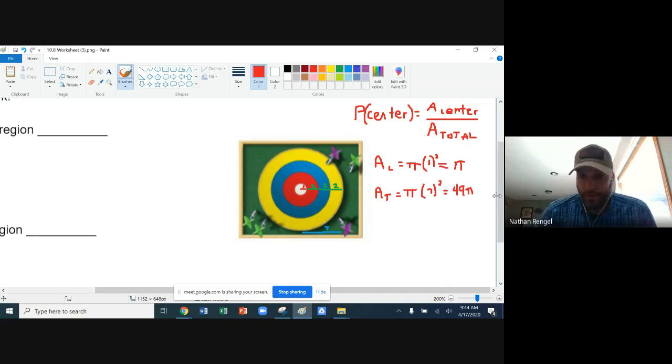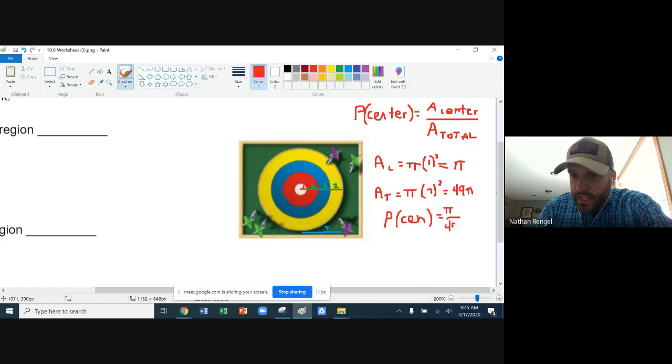Now you'll notice I'm keeping both of those in terms of pi. That's because when you multiply out by pi, it's going to always give you an irrational number, not an easy number to work with. We can compare the ratio of our probability with both of our areas in terms of pi. Again, we're looking for the probability of hitting the center, and that's going to equal pi over 49 pi. Since there's a pi in both the numerator and denominator, those are going to reduce out. So really, you're just looking at 1/49.